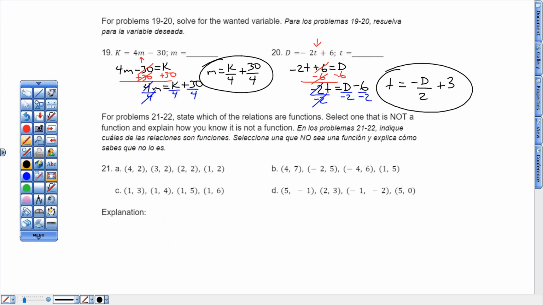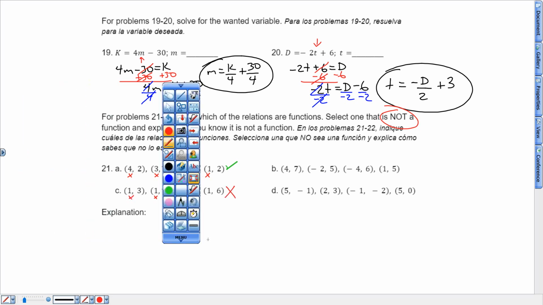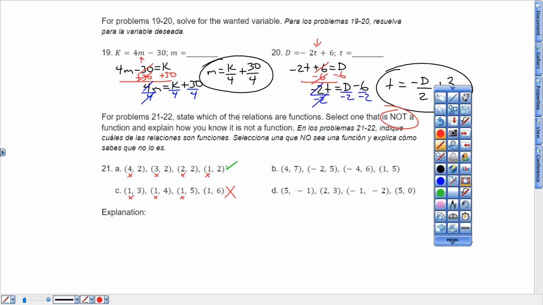For this one, select one that is not a function. Explain how you know it's not a function. All right, so here we go. Looking at my input numbers, do they repeat? None of those repeat. That's a function. If I look at these guys, my x numbers repeat. That's not a function. That one is not a function. Why? Because I have an x number repeat and give two different y numbers.